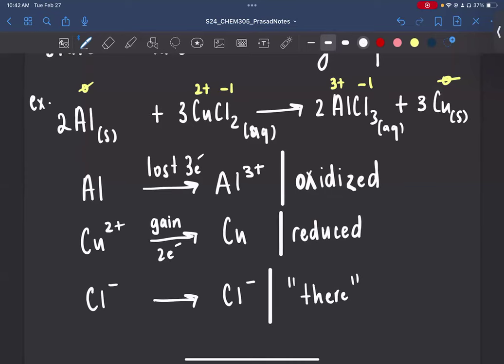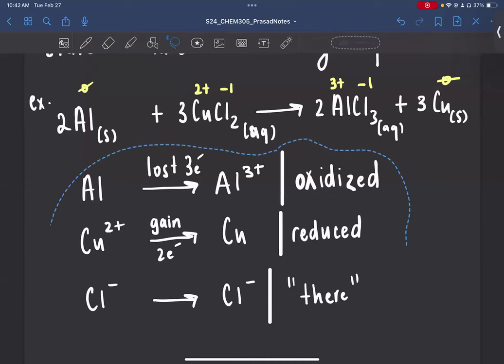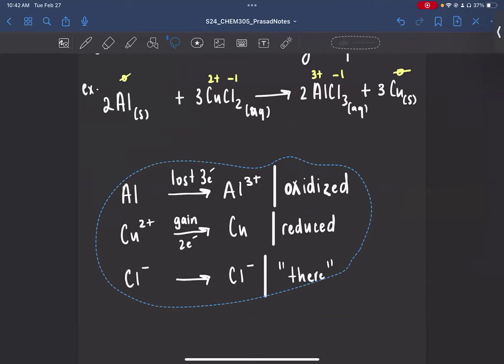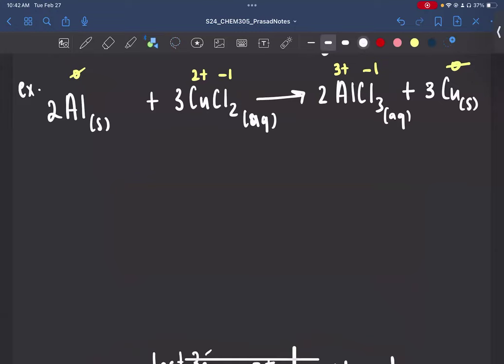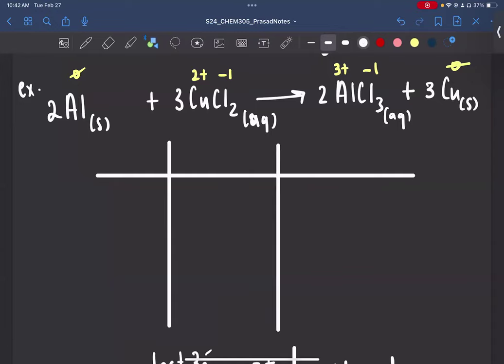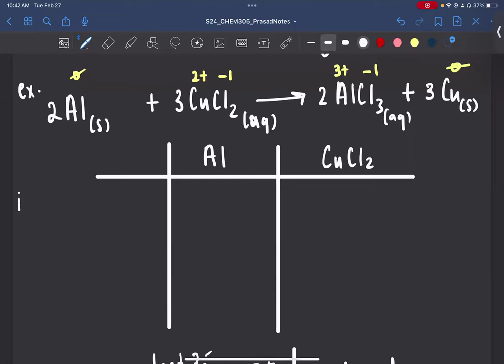All right. With that now in mind, we have analyzed the reaction. I'm just going to put this down a bit, and let's answer some questions about it. The different reactants are aluminum and copper chloride. First thing I want to know, which one is oxidized, which one is reduced?